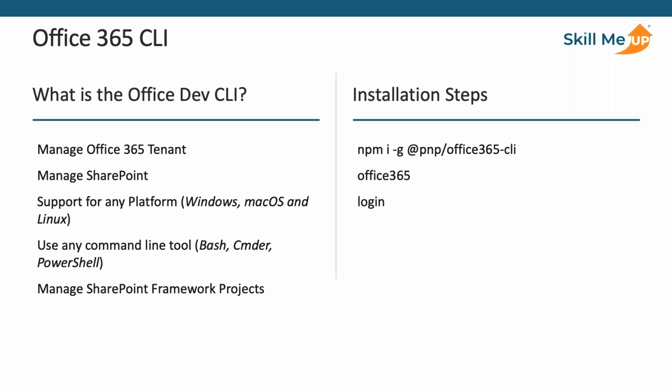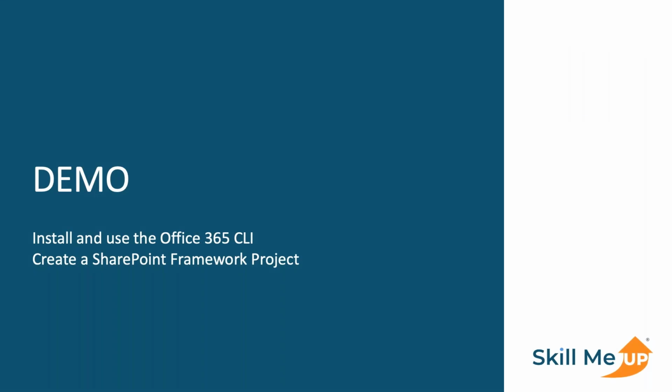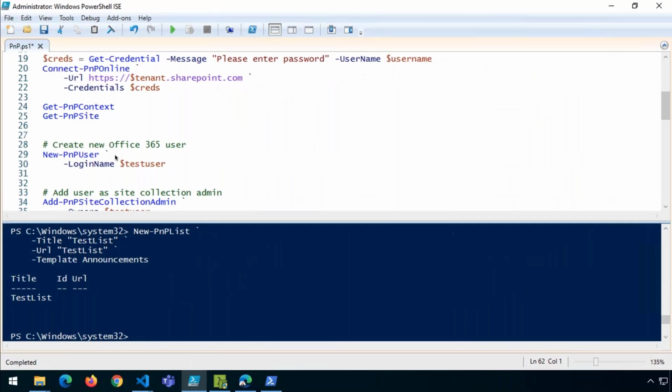So let's go through and have a look at how this works inside my Windows machine. We're going to install and use the Office 365 CLI just to have a quick look, and then we'll look at how we create a SharePoint Framework project and what that looks like.